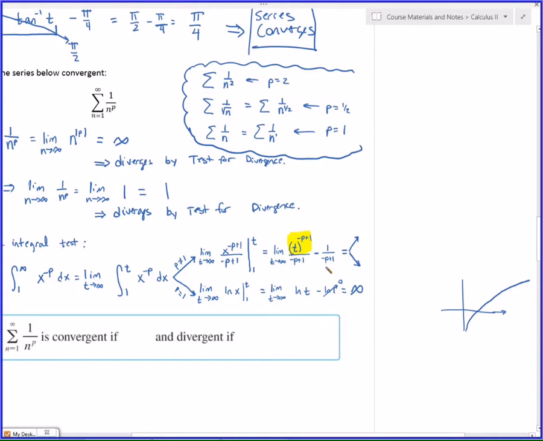Okay? So when is this positive? When is negative p plus 1 a positive number? Well, you're essentially doing 1 minus p, right? Minus p plus 1. When is that positive? When p is smaller than 1. So if p is smaller than 1, we get infinity. And when p is greater than 1, this is negative up here, we get 0.